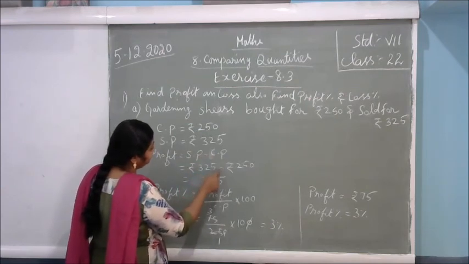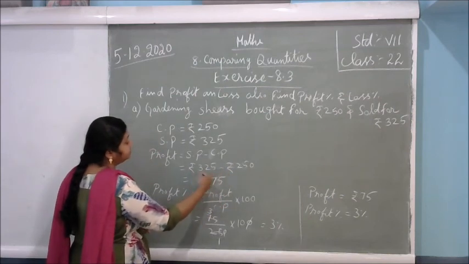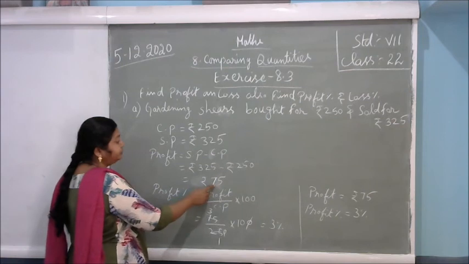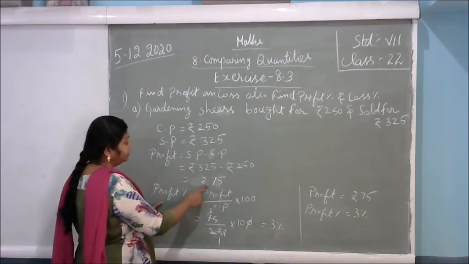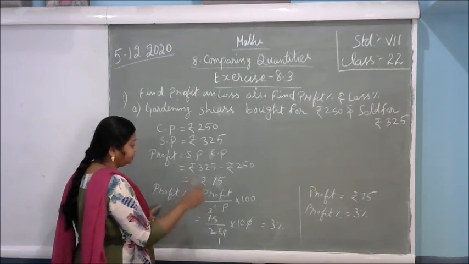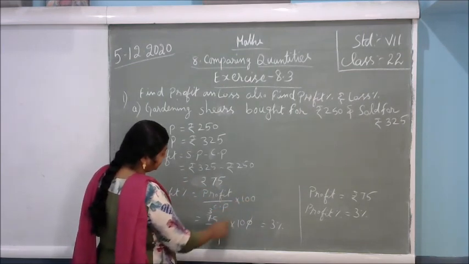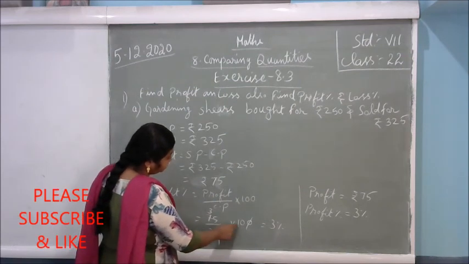Rupees 325 minus rupees 250. If you subtract this, you will get rupees 75. Okay. For 75, we should find out how much the profit percentage is. First question we found out. Okay. Second question, profit percentage we have to find. Here is the formula: profit percentage is profit divided by CP into 100. Profit is your 75 and CP is your 250, into 100.